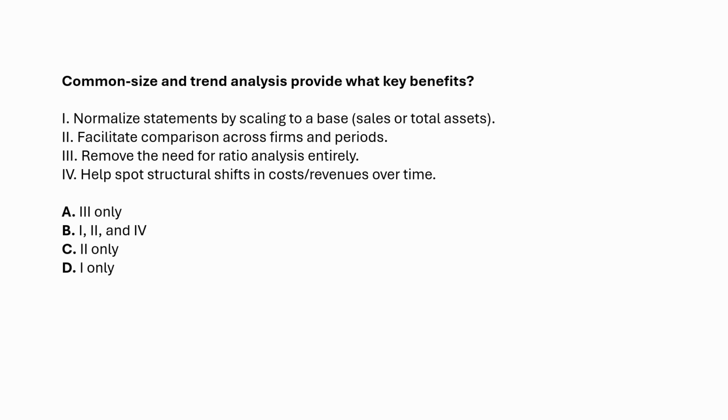Memory hook. Think of financial analysis like Netflix. Common size is adjusting every movie to fit the same screen size. Trend analysis is binge-watching the seasons in order to see how the characters evolve. And ratio analysis, that's still your Rotten Tomatoes score. You can't judge without it. Final answer, B, 1, 2, and 4.